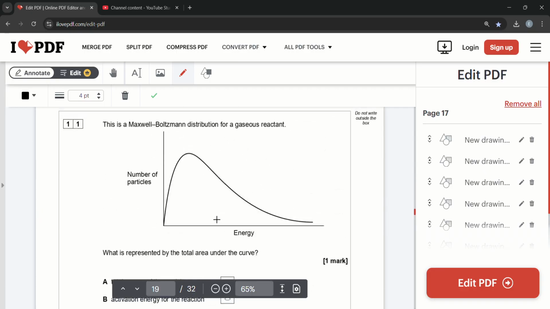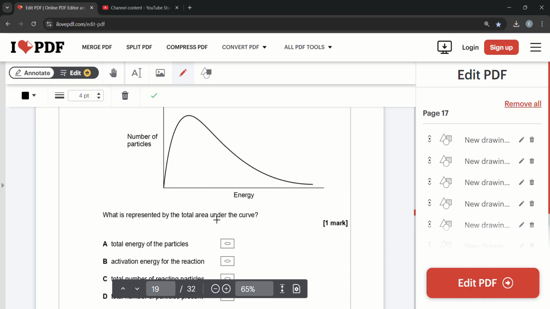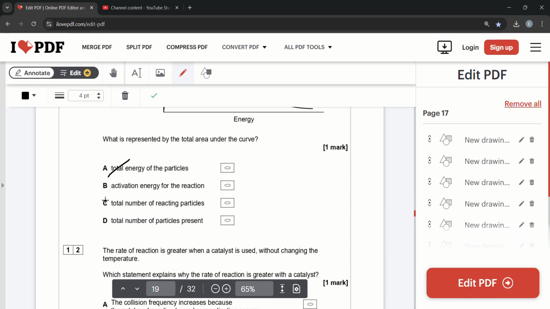This is a Maxwell-Boltzmann distribution for a gaseous reactant. What is represented by the total area of the curve? Total energy of particles, no. Activation energy for reaction, no. Total number of reactants. Now these two are where students, including myself, will trip up.